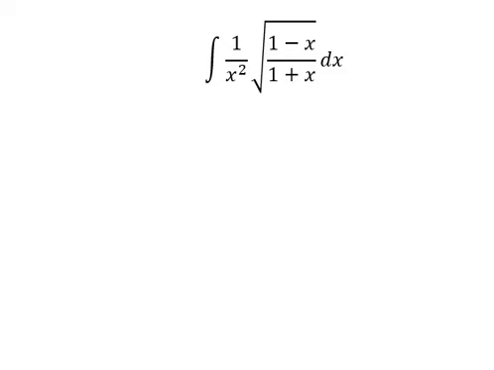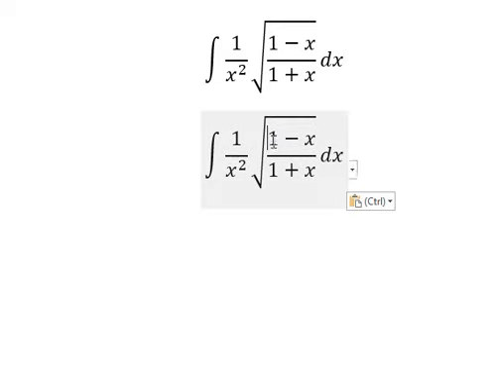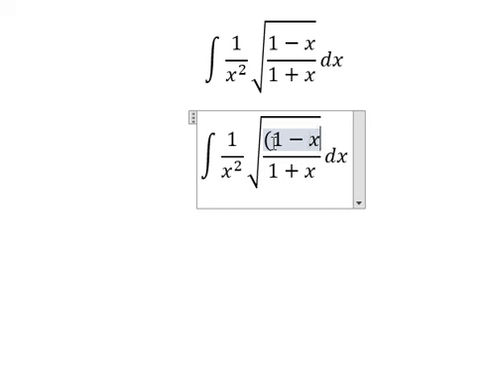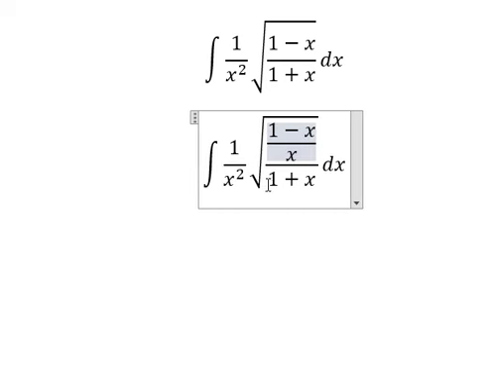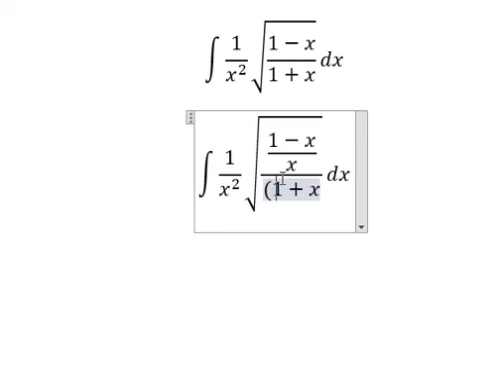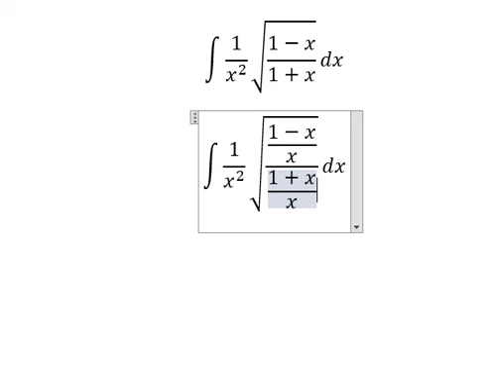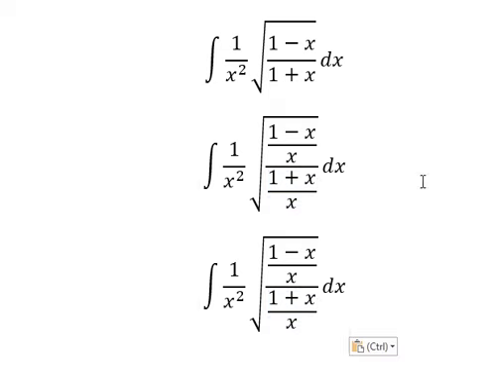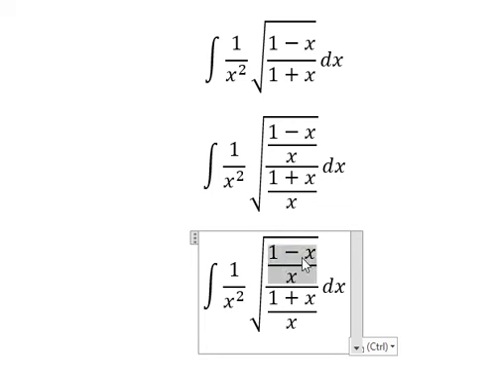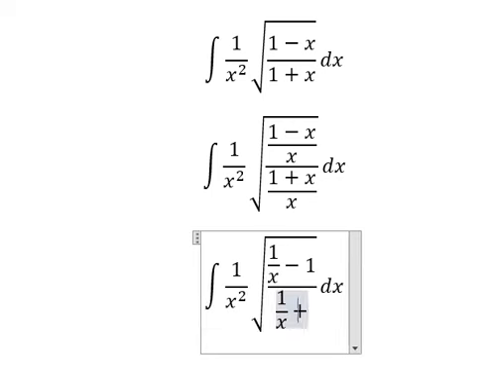So today I will show you how to answer this one. We need to divide by x on the numerator and the denominator. So we have x divided by x and you get number 1. Similar for this one.